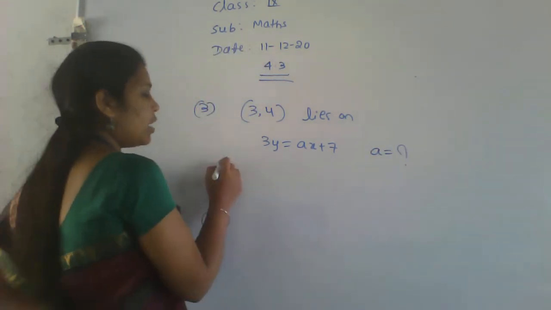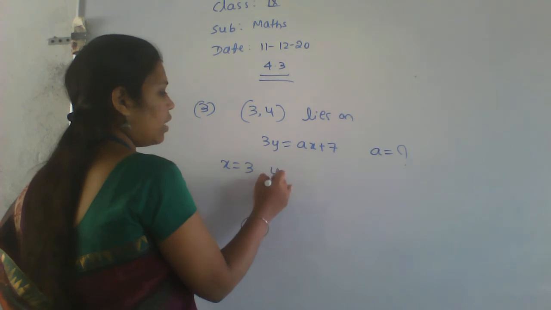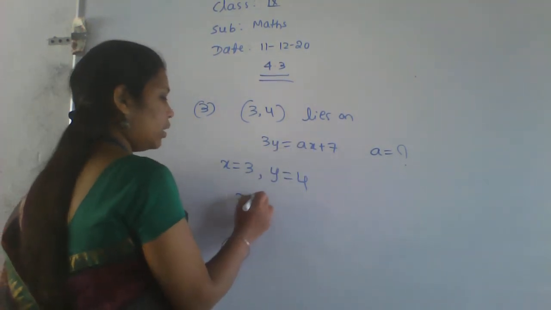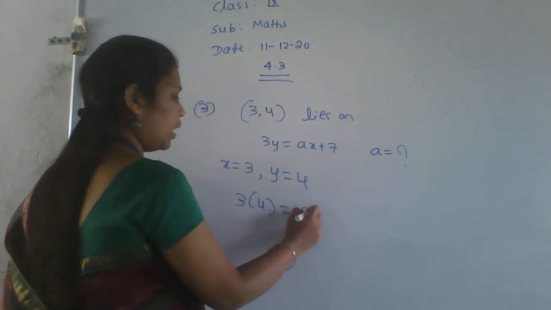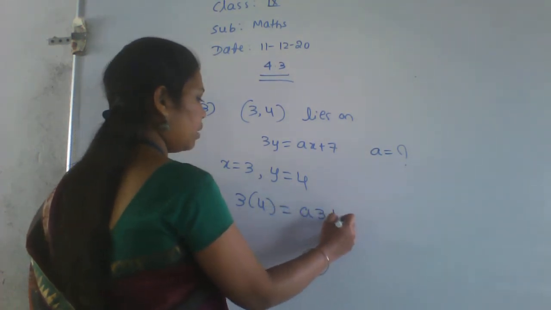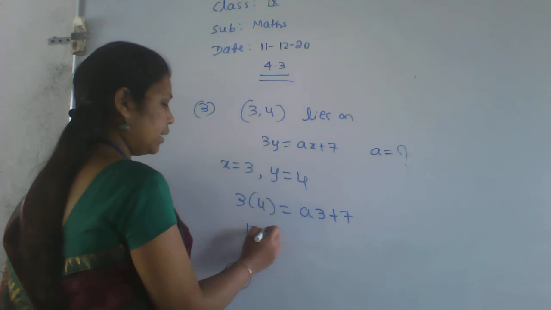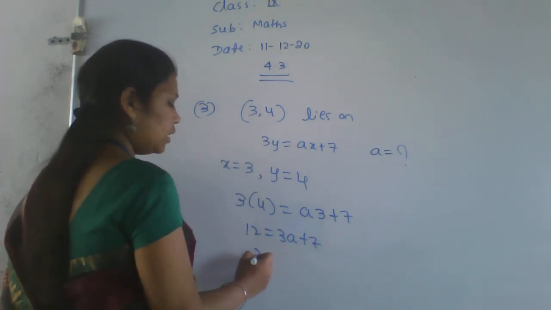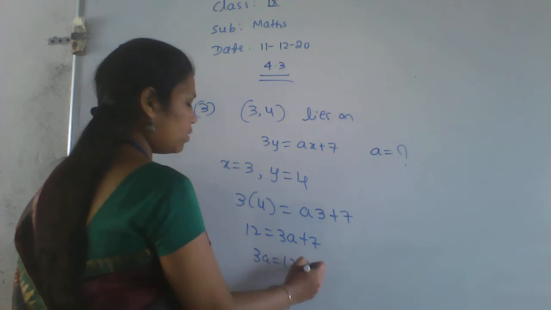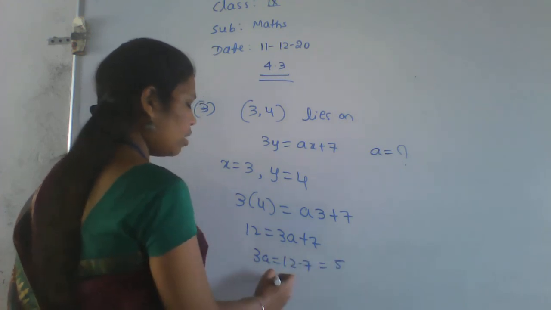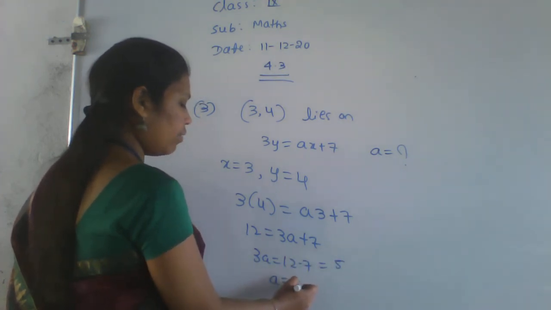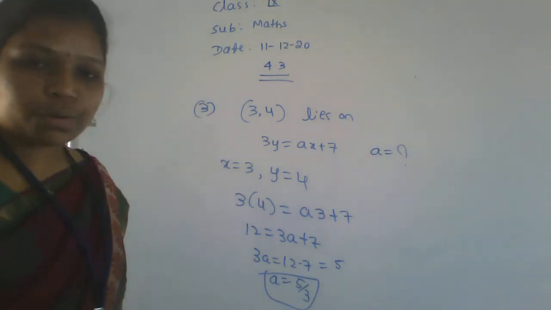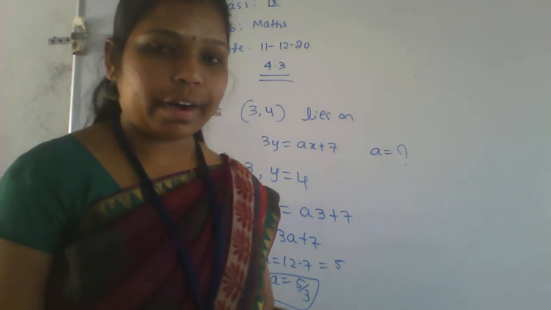Okay. So here they gave x is equal to 3 and y is equal to 4. Substitute these two values in this equation. That is 3 into 4 is equal to a into 3 plus 7. 12 it is, and here 3a plus 7. Take 7 to this side. 3a is equal to 12 minus 7, that is equal to 5. What is the value of a here? a is equal to 5 by 3. This is the way to find the a value.